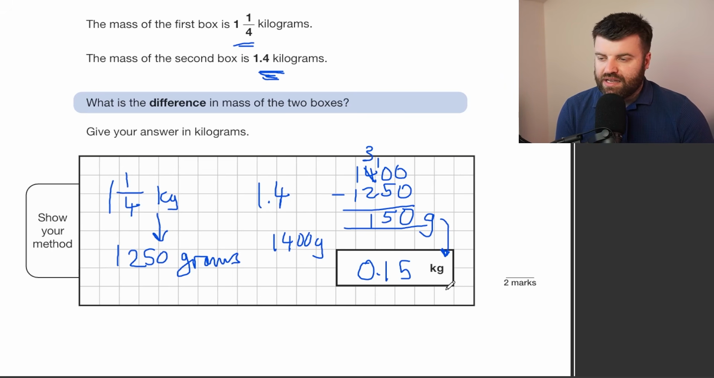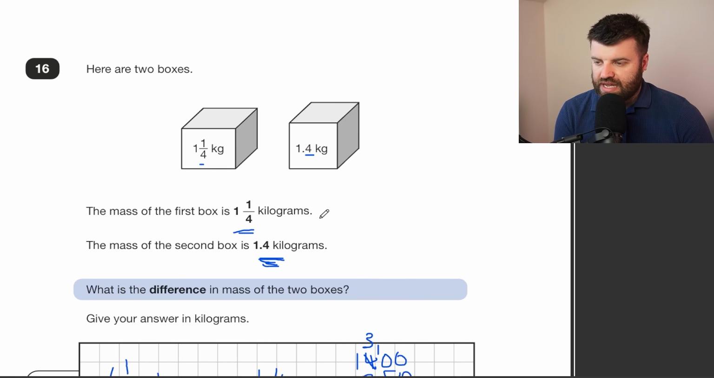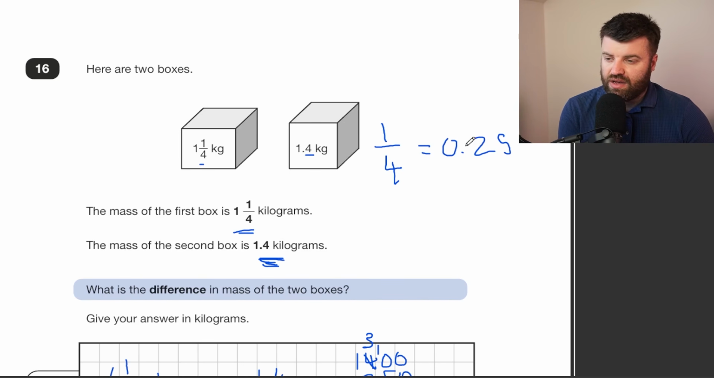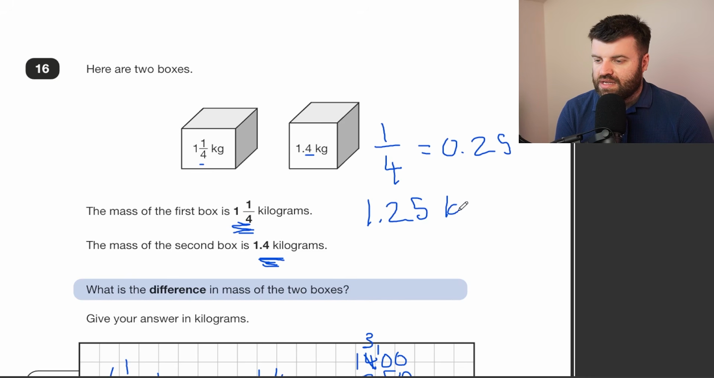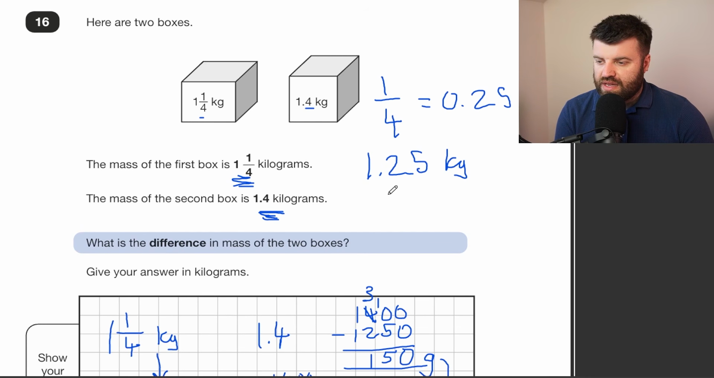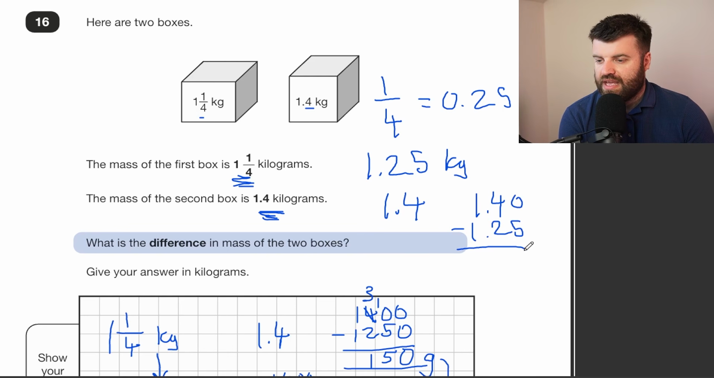Could you have kept it in kilograms from the start? Absolutely, you could have. And here's where having a key knowledge of equivalence is really helpful. If you know that 1/4 is the same as 0.25, which is a fact that we should just be learning off by heart, then you can very quickly change this into 1.25 kilograms. And then, because we know that the next one is 1.4, we can easily find the difference, whack it into column method, 1.25, put a placeholder, and we're back where we started, but this time we're already in kilograms.